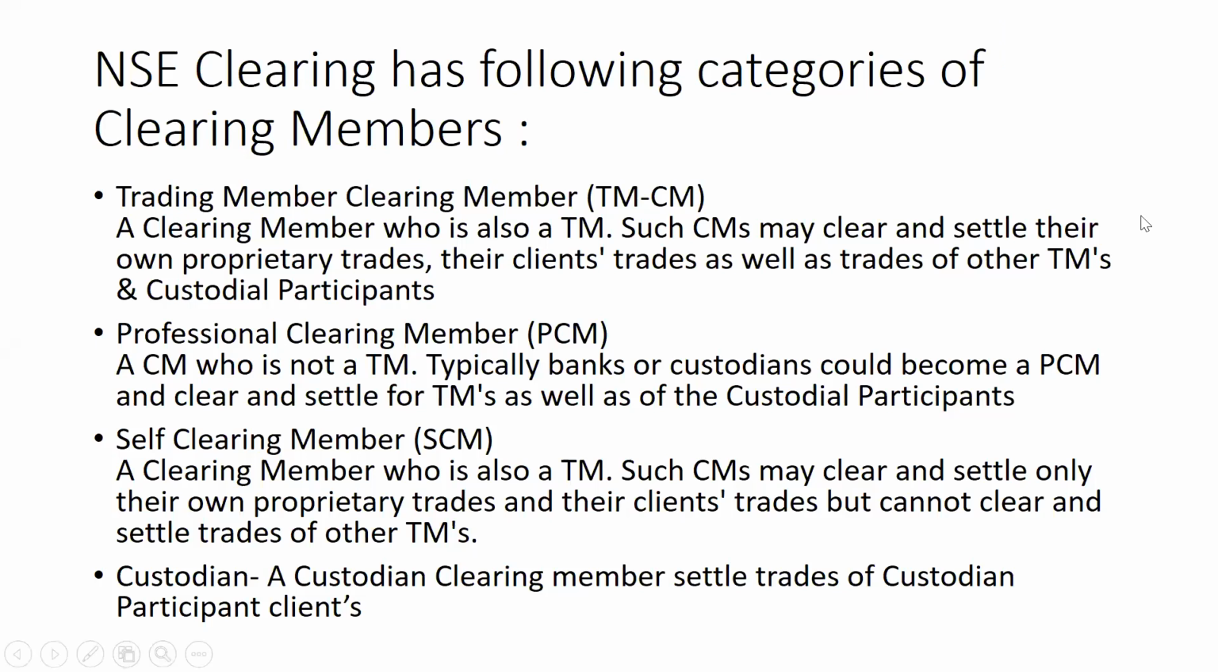Before we go to the T+1 cycle, let me explain a term which is important to discuss here: the categories of clearing member. The trading member, you understand, is basically a broker who does the trading. Examples in the Indian market are Zerodha, Upstox, Sharekhan, IIFL, ICICI Securities. So there are different trading members. They can do the trading, but there has to be a clearing member.